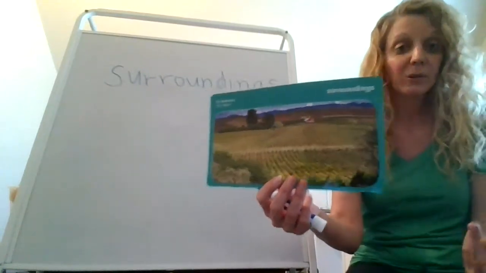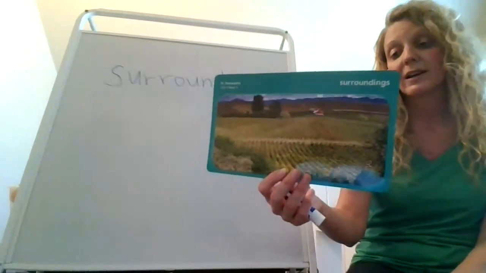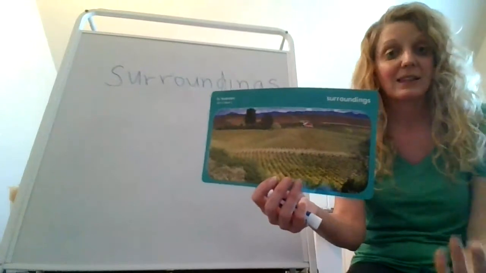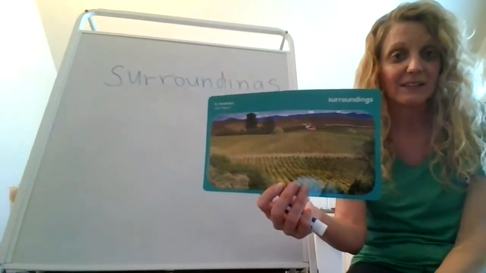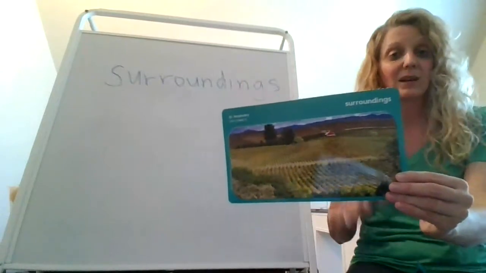If you're at school, what do your surroundings look like? If you are in Walmart, what do your surroundings look like? If you were at the beach, what would your surroundings look like? Okay, so it's really just all of the things that are around you in a certain place.